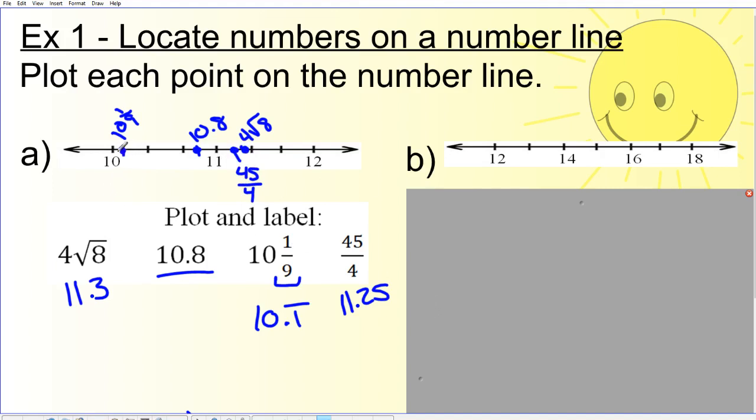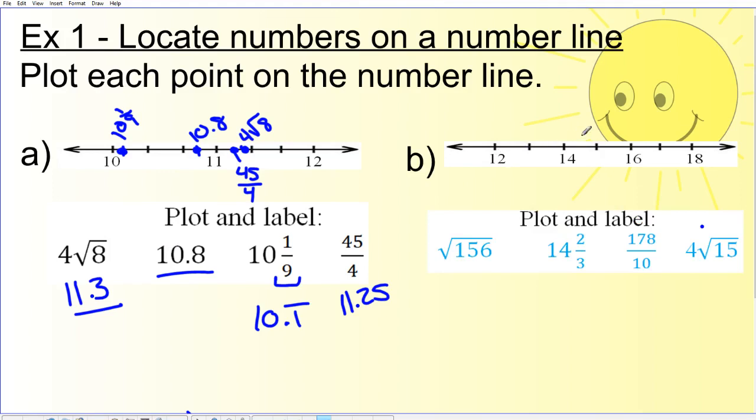Okay, so we found the location of each of these points, and we placed them on the number line. We labeled them. I didn't label them as like 11.3. I labeled it back in the original form. Make sure you do that, okay? Because in a second here, you folks are going to be doing letter B.